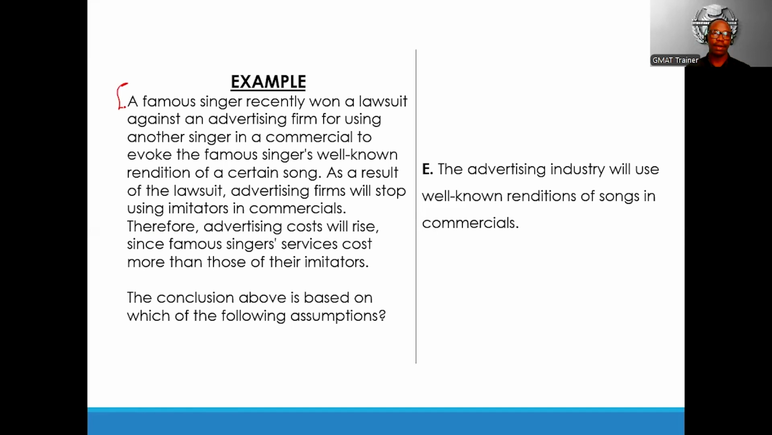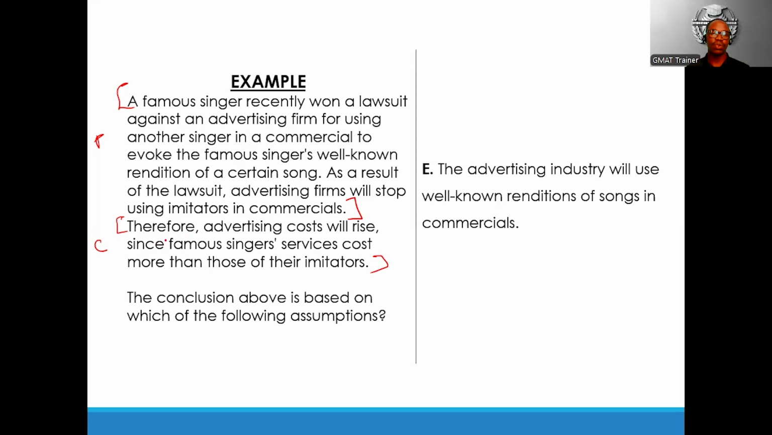Remember, from our stimulus, this was the premise, and this was the conclusion, right? So E is basically telling us that, yes, whatever has happened in the premise, that is, the famous singer won a lawsuit against the advertising firm for using imitators in commercials, and therefore the argument concludes that advertising costs will be high since famous singers' services cost more than imitators. E tells us that the advertising industry will use well-known renditions of songs in commercials.